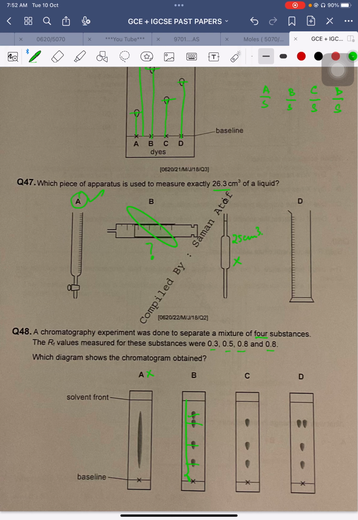We cannot measure the distance in A, because it is only giving you 1 point. The RF values were measured for four substances, so there are 4 points. So simply we have to neglect A. And similarly, we have to neglect C as well. Why? Because it is going to give you three measurements. It is clearly the D option. Why is it so? Because two of the points are similar in the given measurements, whereas two of the points are similar in D as well. All right. So D is the right option for question number 48.